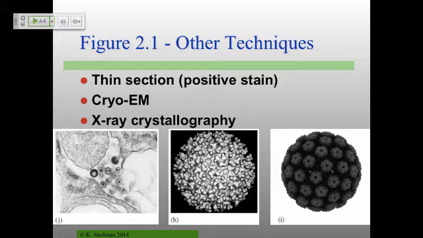On the other hand, if you're really lucky and you can get regular crystals of your virus particles, you can get high-resolution, atomic resolution structures from a crystal of a virus. But it's really, really hard to crystallize viruses. And that's the main problem that you have there.